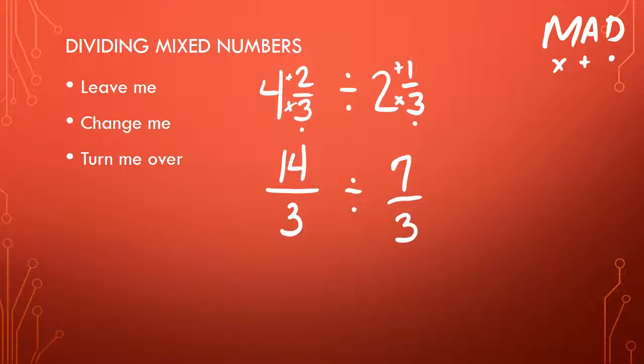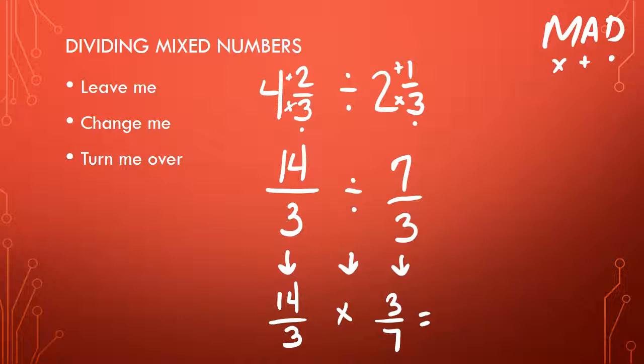Now I'm ready to do my leave me, change me, turn me over. So I'm going to leave me. My first fraction stays the same, 14 over 3. I'm going to change me. My division sign becomes a multiplication sign. And I'm going to turn me over. My 7/3 becomes 3/7. And then I just need to multiply.